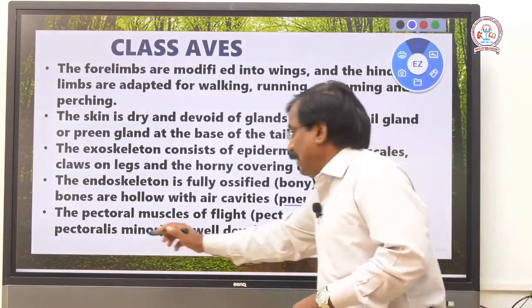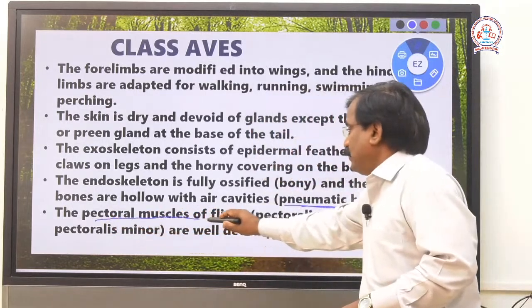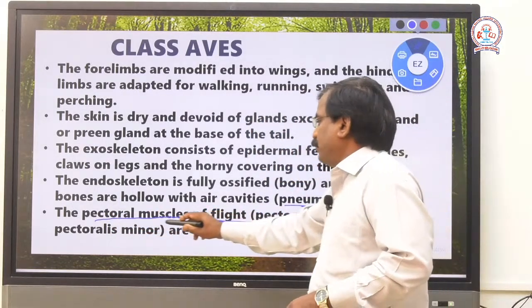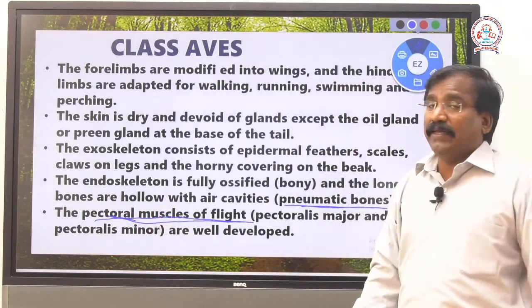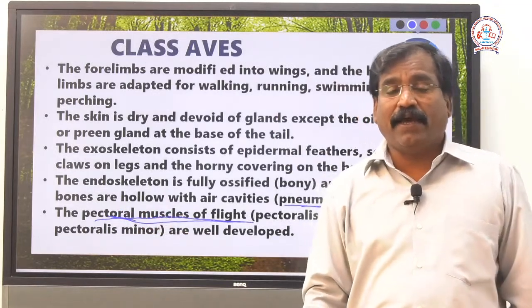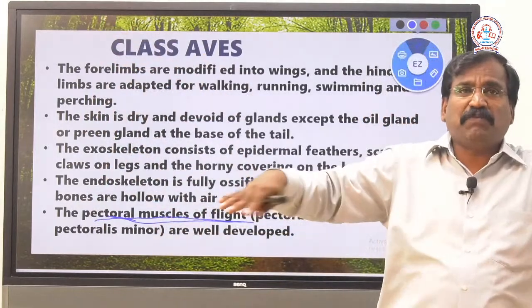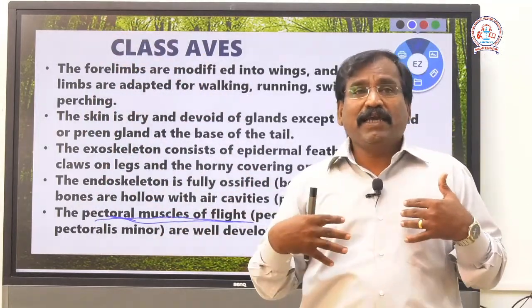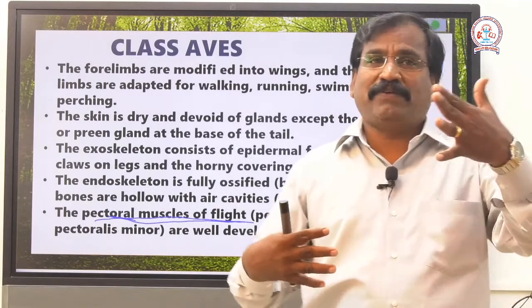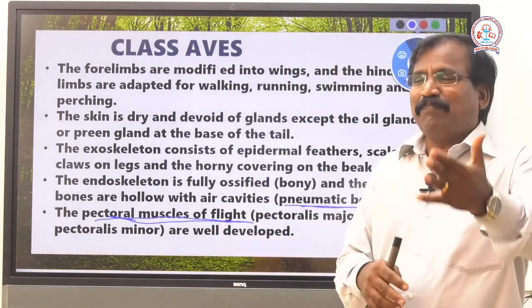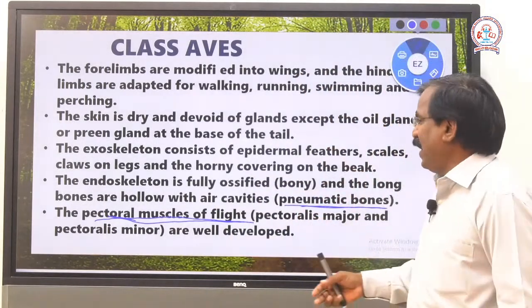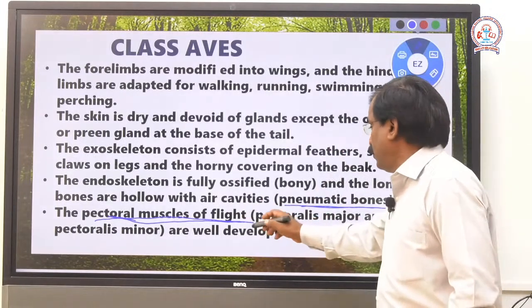Pectoral muscles are well developed, pectoralis major and pectoralis minor. These are the chest muscles. When you buy chicken, what do you say? Give me the chest piece. That chest piece is the flight muscles.